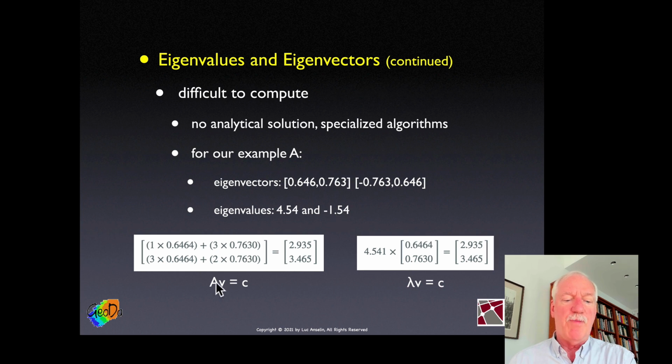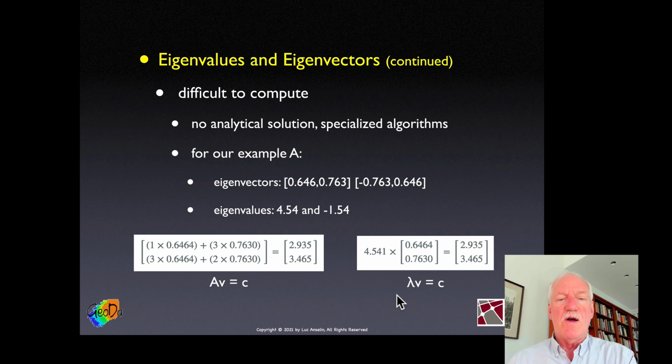So if we multiply our matrix A, the same matrix, 1, 3, 3, 2, times this eigenvector, here's the first element, here's the second element, we get this result, 2.9 and 3.5 essentially. Now, if we multiply the same eigenvector, this one here, by its associated eigenvalue, we get the exact same result. In other words, A times V equals lambda times V. That is essentially what eigenvalues and eigenvectors do.